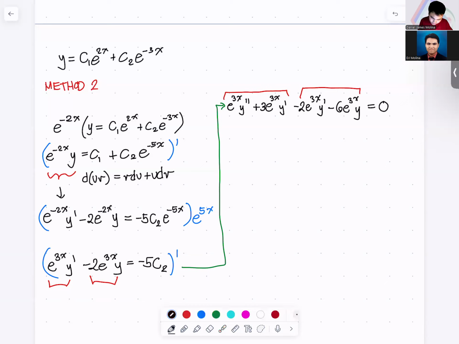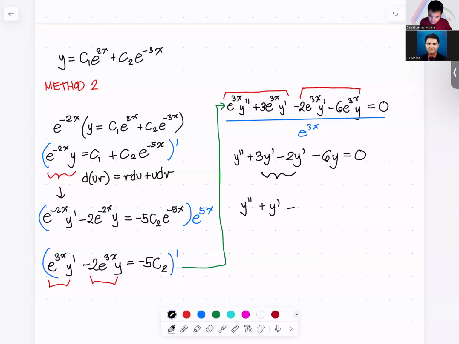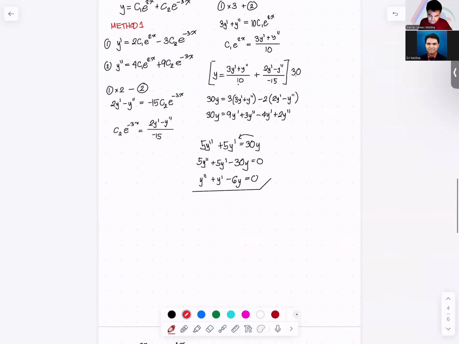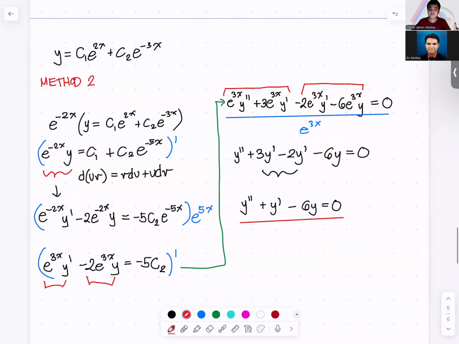So we can actually eliminate e raised to 3x right away. So this results to y'' plus 3y' minus 2y' minus 6y. And there you go. The answer is y'' + y' - 6y = 0. As you may notice, we have the same answer as the first method.